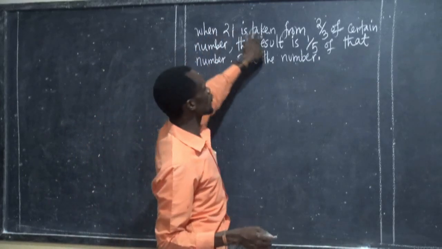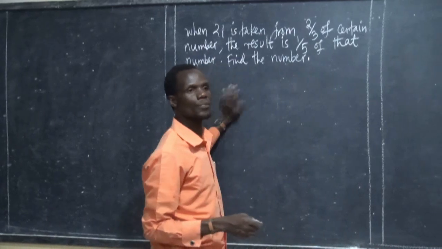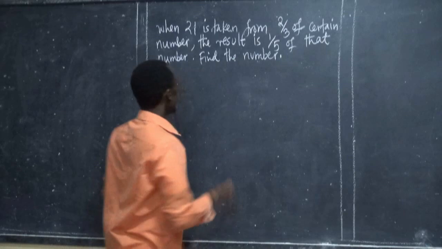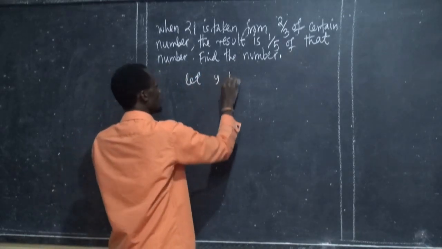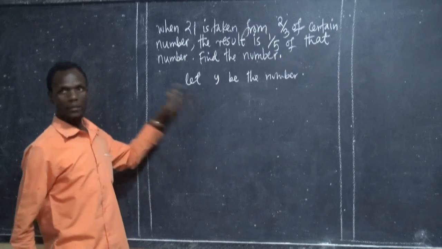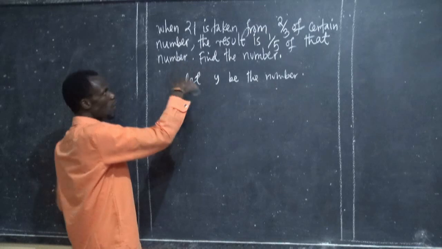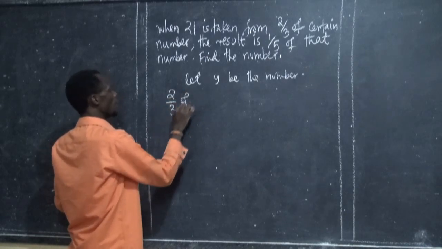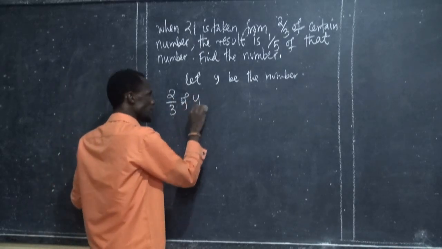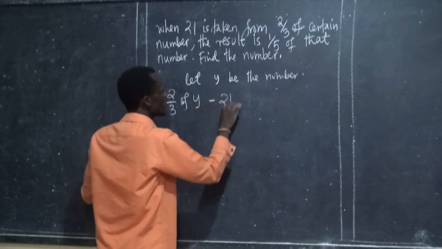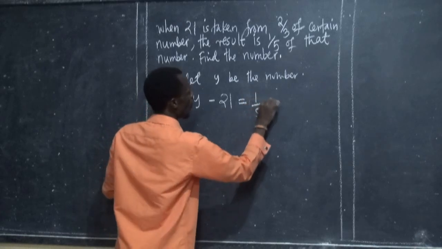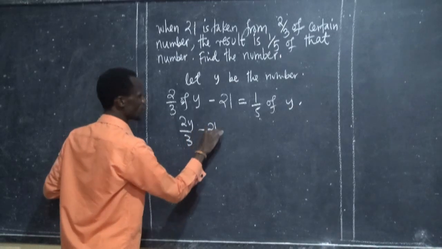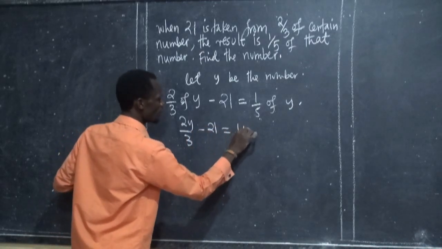Now, the other question is here. When 21 is taken from 2 over 3 of a second number, the result is 1 over 5 of that number. Find that number. Let y be that number. Then we've been told that 21 is taken from here. That is to say 2 over 3 of a certain number minus 21, the result is equal to 1 over 5 of that number. That is to say 2y over 3 minus 21 is equal to 1 over 5 times y.